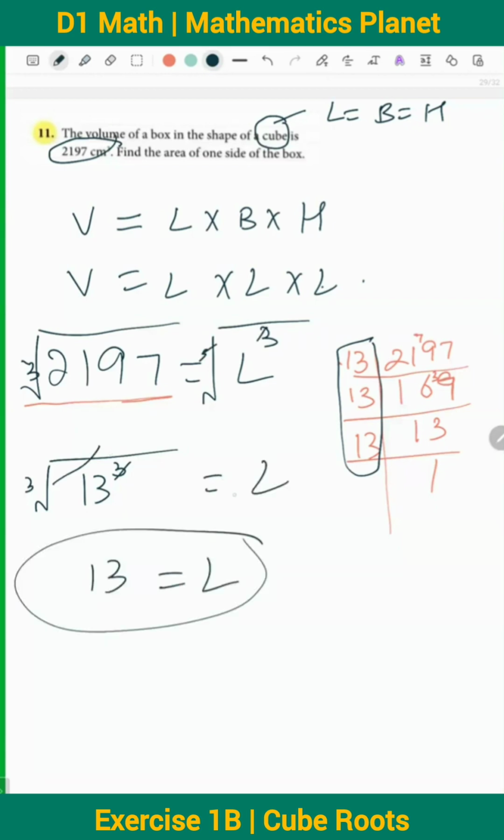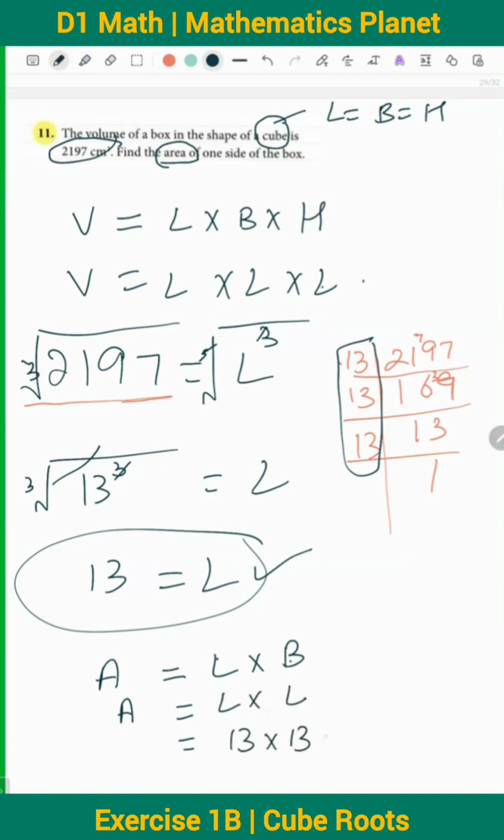So they are saying find the area of one side of the box. We get the length of the box. So what is area? Formula of area is? Length times breadth. And what is the breadth in this case? 13. Length and breadth are same in this case, right? Yes. So you will multiply 13 by 13, which is equal to 169 centimeters square, which is the answer.